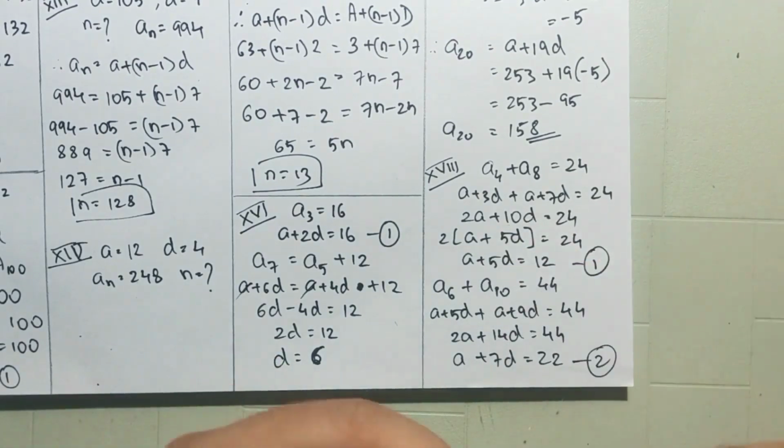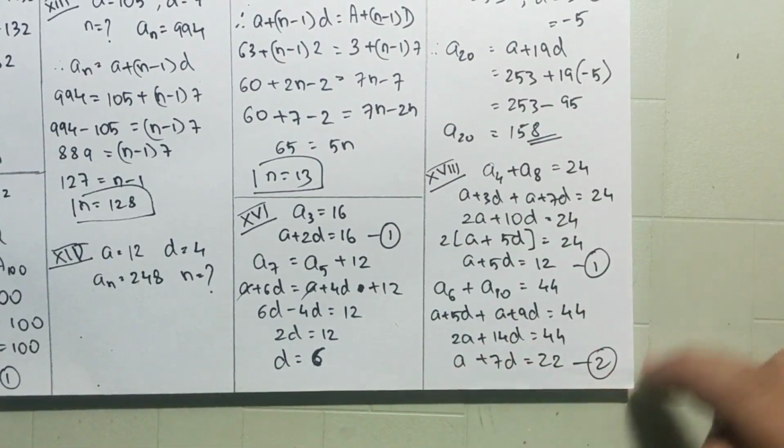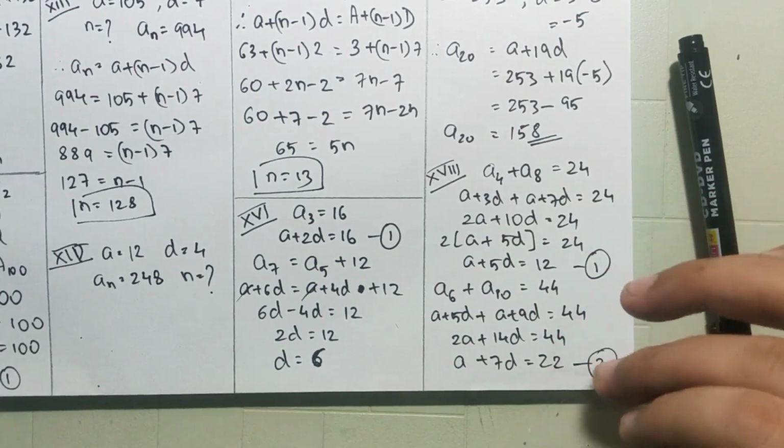Similarly, as we have taken 2 common in this equation, we can take 2 common in the other one also and divide it. So you get these two equations. Use the elimination method and solve these two equations to find A and D. एक बार D मिलेगा, फिर उसको सब्स्टिट्यूट करोगे तो A मिल जाएगा.